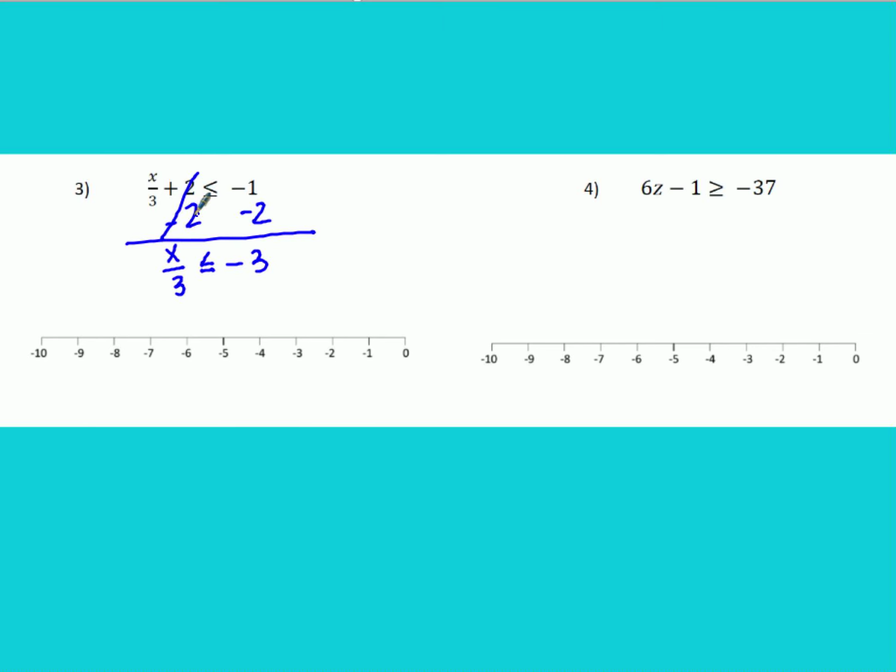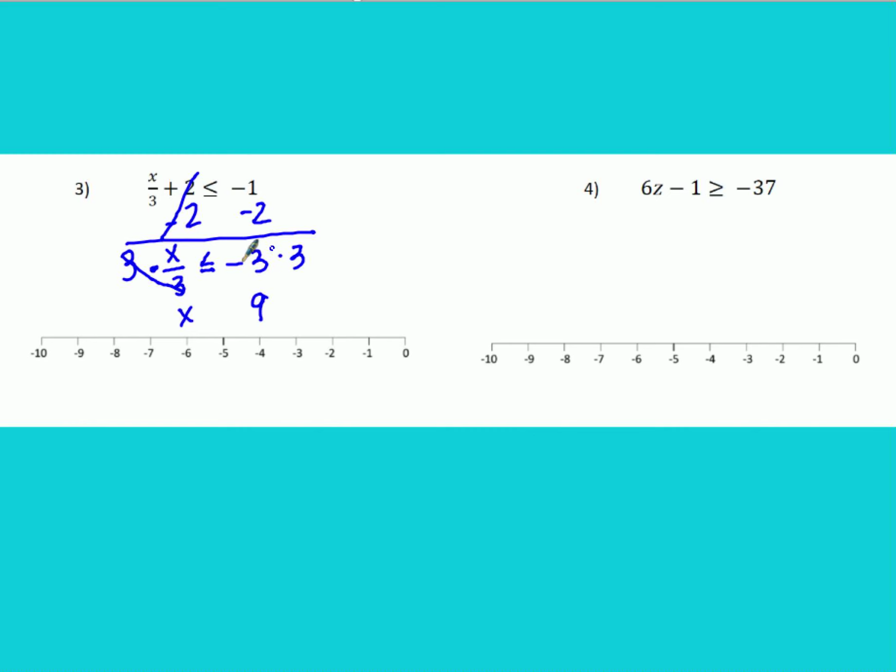All we did here was subtract. That does not change the sign of our inequality. Now I have x divided by 3 is less than or equal to negative 3. So to undo this division by 3, I'm going to multiply by 3 on both sides. When I multiply by 3 over here, I'm left with x. On this side, I have negative 3 times 3 is 9.